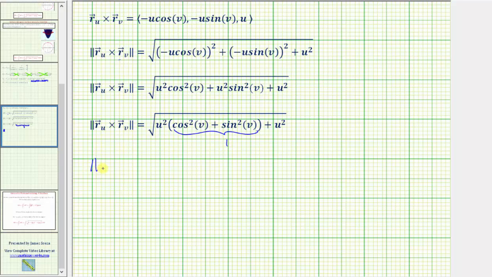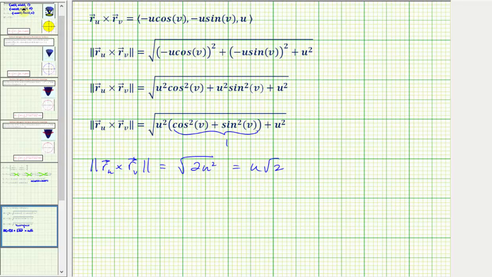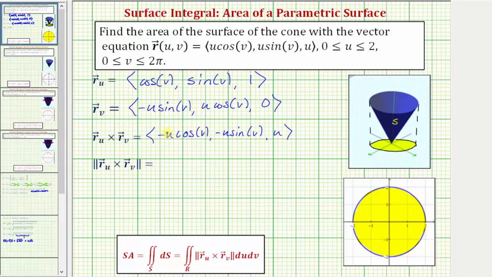And therefore we have the magnitude of the cross product is equal to the square root of just u squared plus u squared, which equals 2u squared, which should be equal to u square root 2, or square root 2 times u. Remember, u is on the closed interval from 0 to 2, so we know u is positive. So again, going back to the first slide, we now know the magnitude of this cross product is equal to u times square root 2, or if we want, square root 2u.